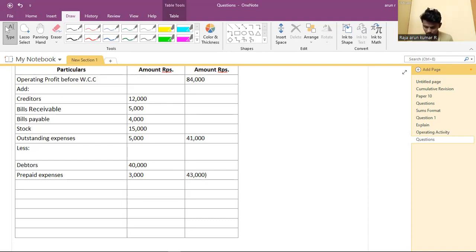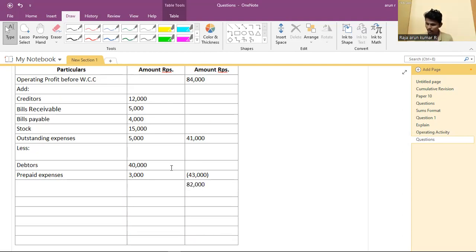It will be less. 84,000 plus 41,000 minus 43,000. It will get around 82,000. I hope it will be understood by you.